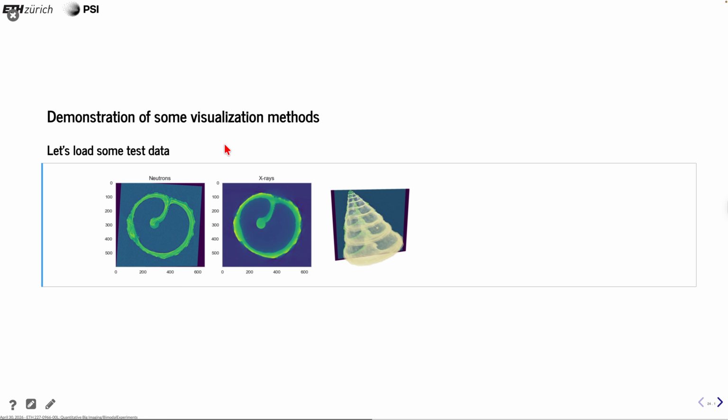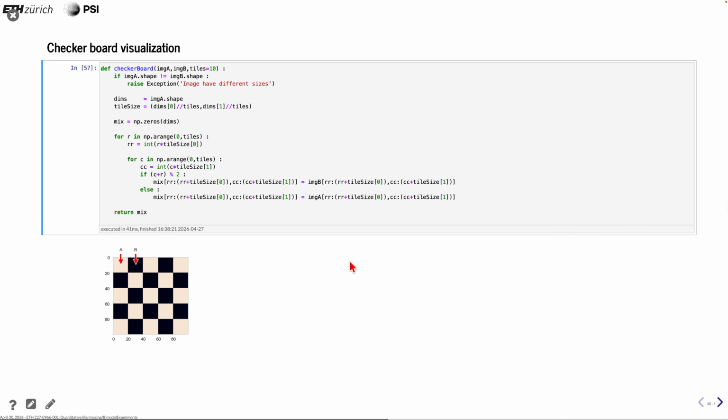And then we have different visualization methods. So let's start with some test data. This is a snail shell that we did with neutrons and X-rays, and here you can see a 3D rendering of it. And how we can combine this depends a little bit on what you want to see and at what stage you are in your analysis. One way, in particular, when you start doing the first steps, testing, evaluating, is to use a checkerboard visualization.